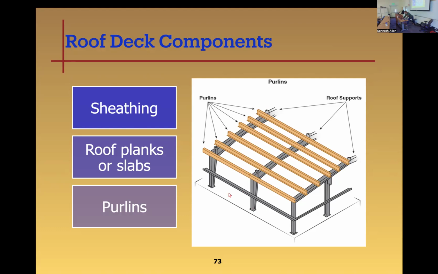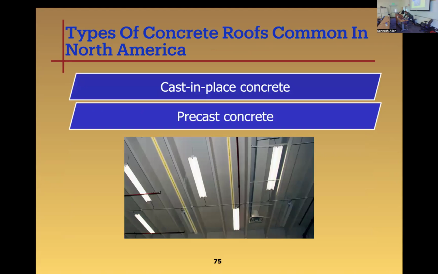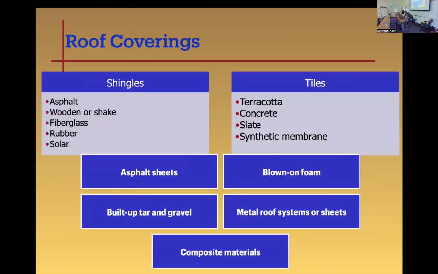Depending on the kind of roof we're dealing with, we have to figure out the best way to cut holes in that roof. How are we going to ventilate that situation? Sometimes it's a support roof, sometimes it's just a covering. Here's some cast in place concrete roofing. And then what are you putting on top?